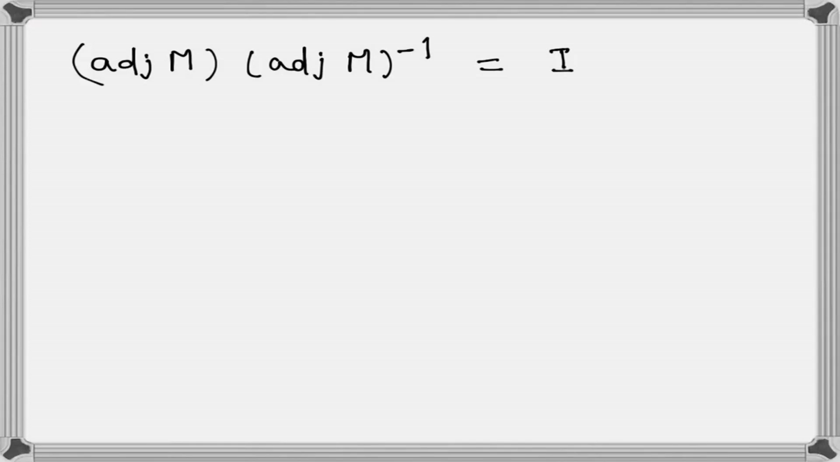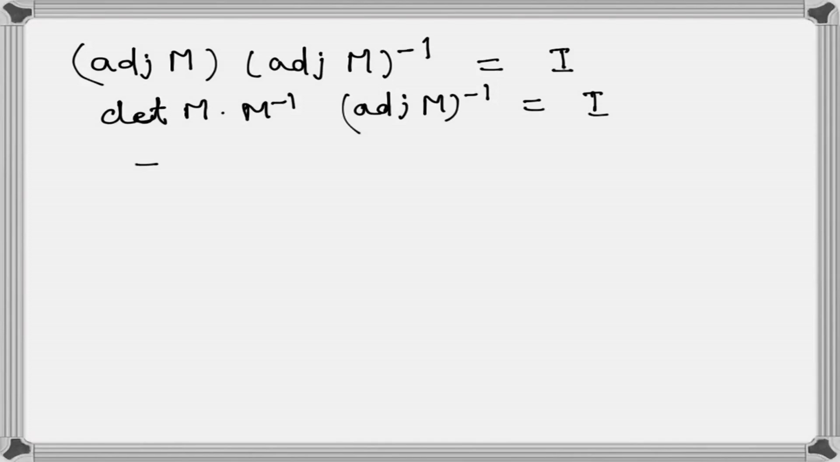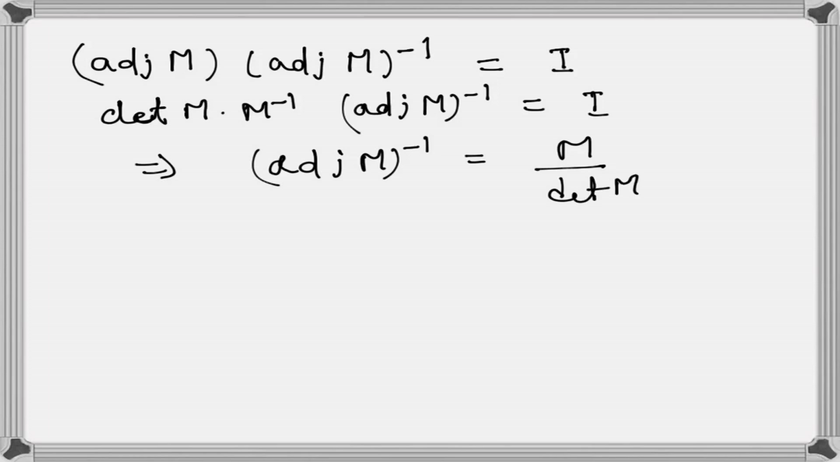So we know that adjoint M into adjoint M inverse, this is true for any two matrices, right? Which is nothing but the identity matrix. All right. So what is adjoint M? Adjoint M is the determinant M into M inverse. Adjoint M inverse is equal to I. So this implies that we can multiply by M from the left, so we get adjoint M inverse is equal to M upon determinant of M.